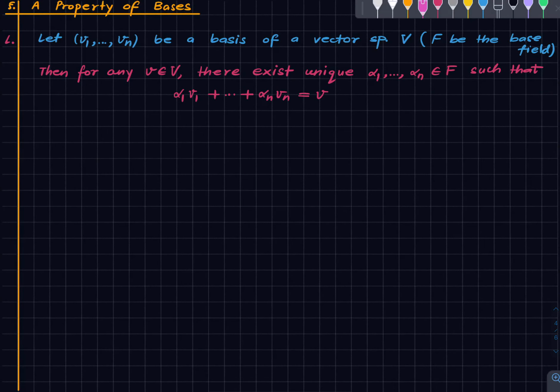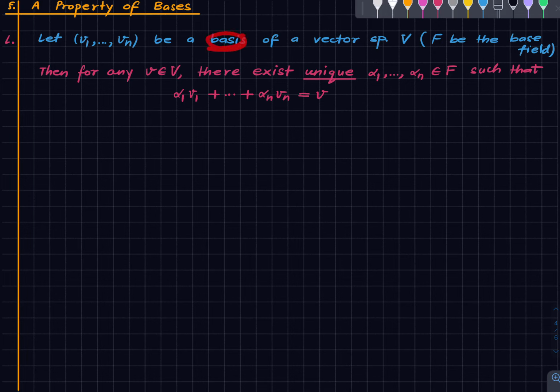So here is a very important property of a basis. Suppose this is a basis of a vector space V, where the base field is F. Then for any vector v, there is a unique list of scalars alpha 1 up to alpha n such that the corresponding linear combination is the vector v. So the crucial point here is the uniqueness of these scalars.